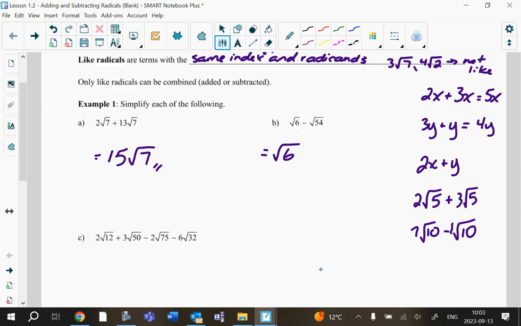What about 54? 9. So I can split this up into square root 9 times square root 6, which means I can further simplify this to 3 root 6. So I just simplified the second one, and notice what happens now. Now I can subtract them. Remember, root 6 is the same as 1 root 6. So what's our answer? Negative 2 root 6.